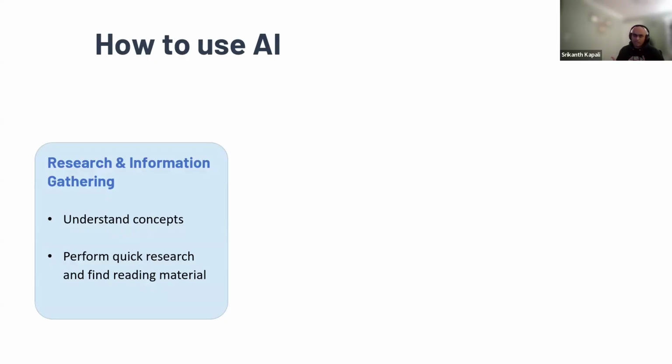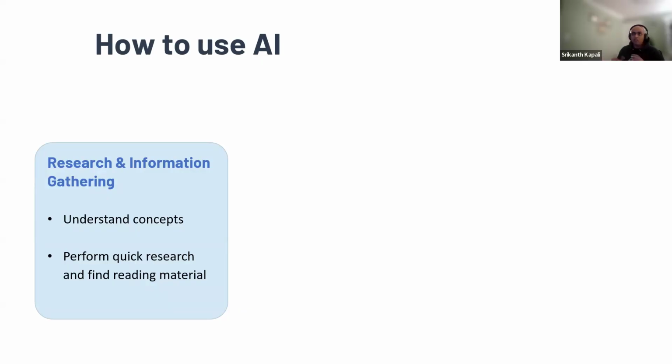So we live in the generation of AI. Every day there's some new AI tool coming out. There is Perplexity, there's ChatGPT, there's Google Gemini. So I broke it down into two broad areas. One is for research and information gathering. I find AI very helpful in understanding very hard engineering concepts and working on first principles.